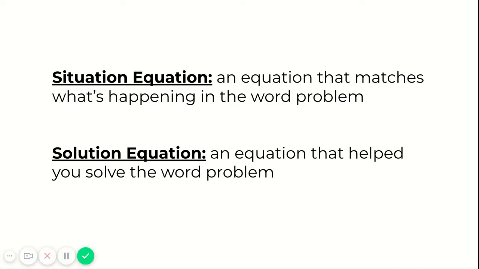You might remember in the beginning of the year, we talked about how there are two different kinds of equations. There's a situation equation, which is an equation that you write that matches what's happening in the word problem. There's also a solution equation, which is an equation you write that helps you solve a word problem. Let's take a look at some examples of situation equations and solution equations and see the steps we should be following to solve word problems today.